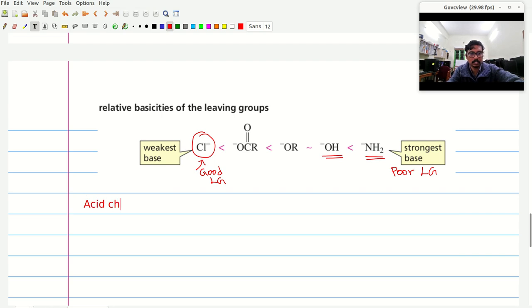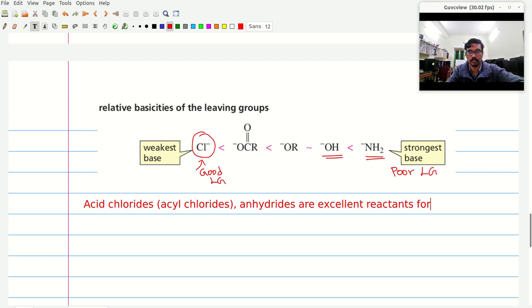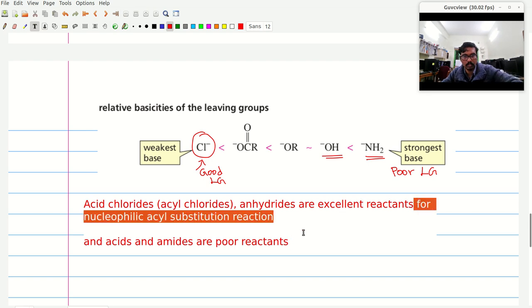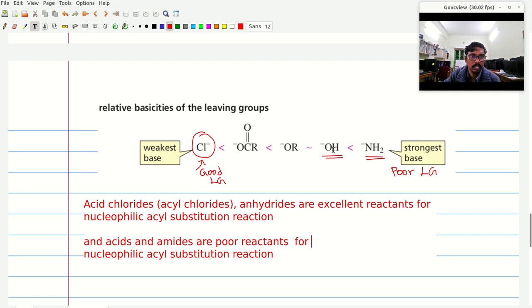So we can conclude that acid chlorides, acyl chlorides and anhydrides are excellent reactants for nucleophilic acyl substitution reaction, and acids and amides are poor reactants for nucleophilic acyl substitution reaction.